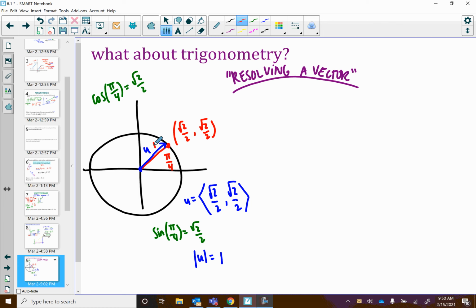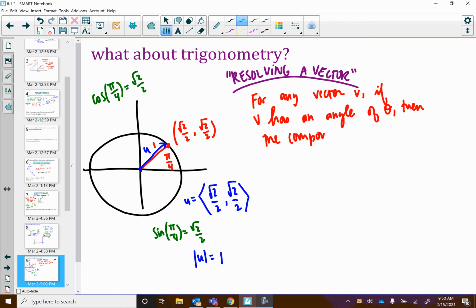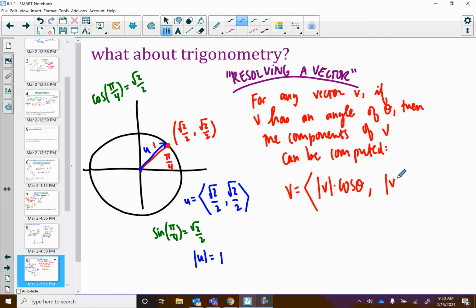So how do I connect this to any vector? Well, it's something called, like I said before, resolving a vector. For any vector v, if v has an angle of theta, then the components of v can be computed in the following way: the magnitude of v times cosine of theta, and the magnitude of v times sine of theta.